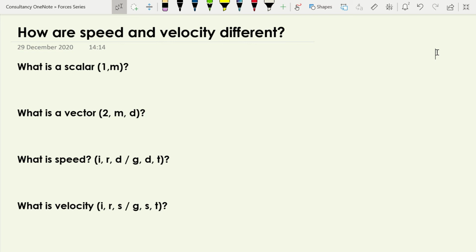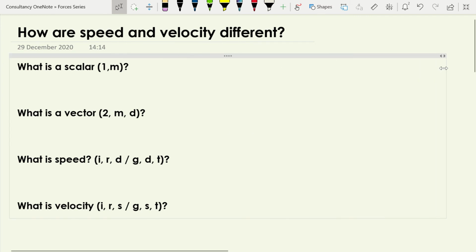So the first thing I'd like you to do is grab yourself a rough piece of paper and have a go at answering each of these 4 questions. And you can see we've got some information in brackets to help prompt you for the keywords that I'm looking for in your responses to those questions. Okay, so I'm going to assume you've had a crack at answering these questions. If you haven't, do pause the video and have a go.